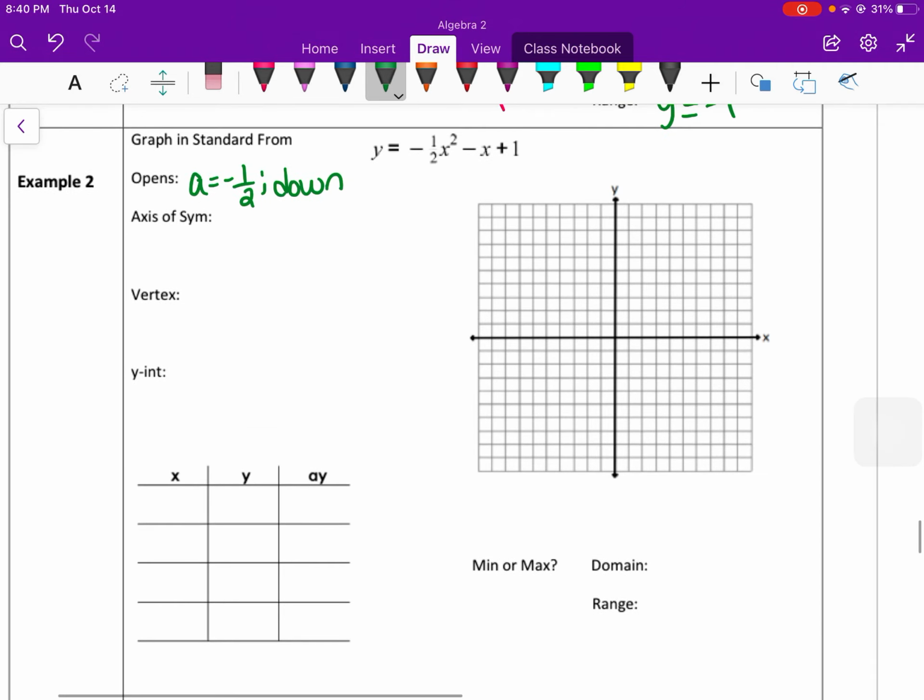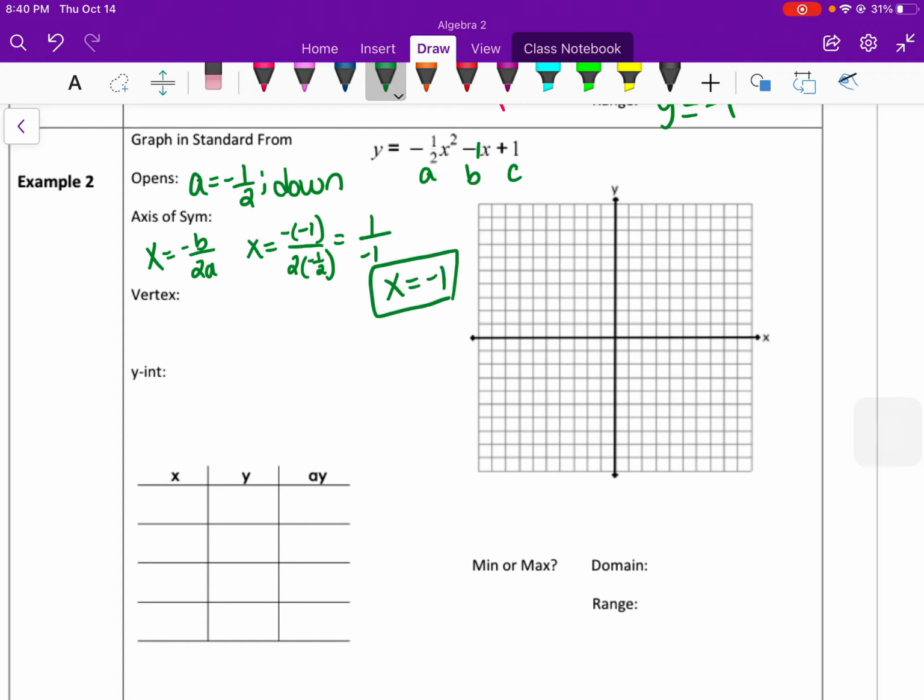The axis of symmetry, we're going to use that equation where it's the negative b over 2a. So in this example, a is negative 1/2, b is negative 1 because we have a negative x, and then c is 1. So we're going to have x equals negative 1 over 2 times negative 1/2. So negative 1 is going to be positive 1, and then 2 times negative 1/2 will be negative 1. 1 divided by negative 1 will be negative 1. So x equals negative 1 is our axis of symmetry.